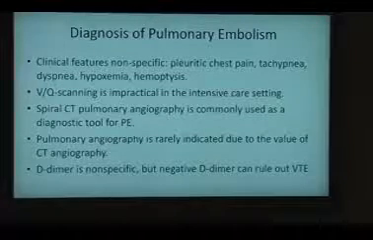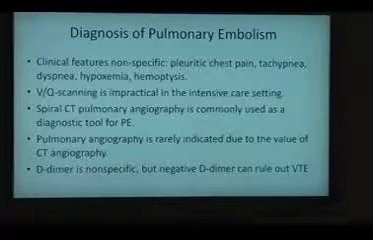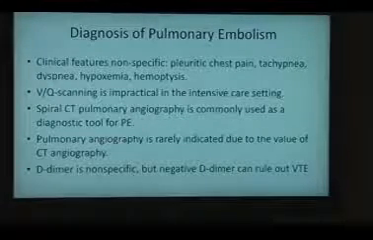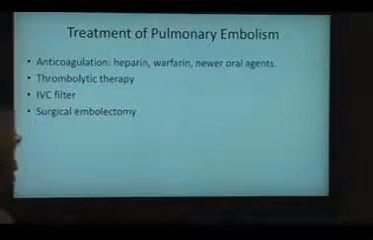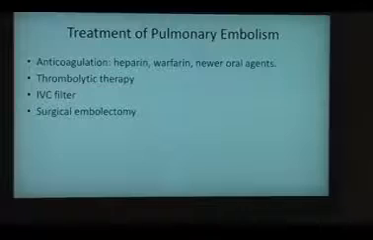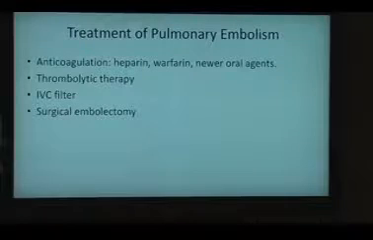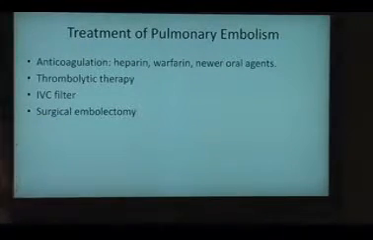D-dimers are probably always done. They are non-specific, but a negative D-dimer can rule out venous thromboembolism. So treatment is anticoagulation for severe PE, thrombolytic therapy for really severe PE, maybe surgical embolectomy.